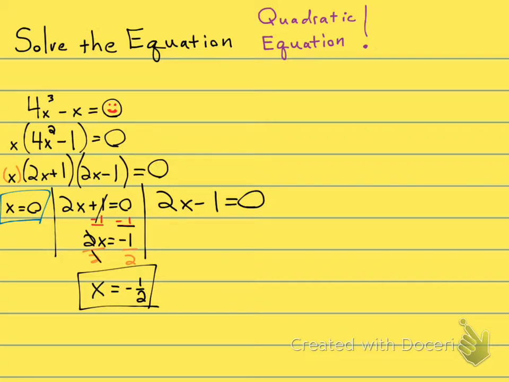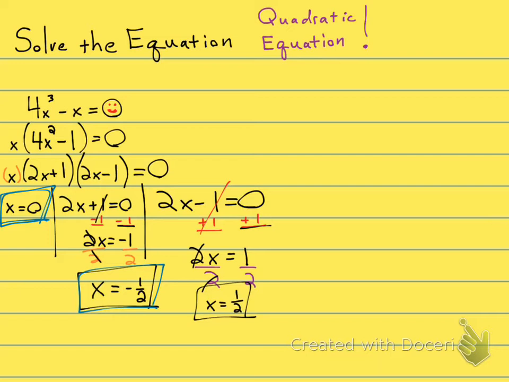Let's solve this one. I'm going to add 1 on both sides so that this cancels out. Drop down your equals. On the left-hand side is 2x equals 0 plus 1 is 1. One more step, divide both sides by 2 so that the 2's cancel, and x equals 1/2. So I have 3 answers here. Okay, x can be 0, x can be negative 1/2, and x can be positive 1/2.